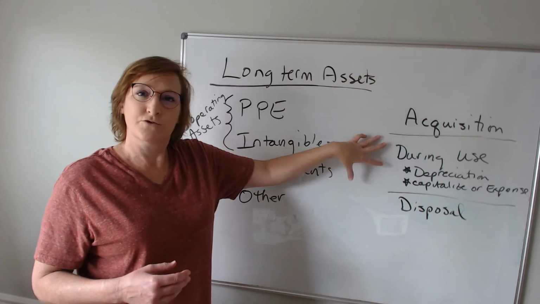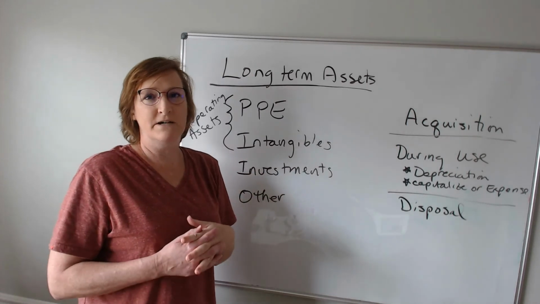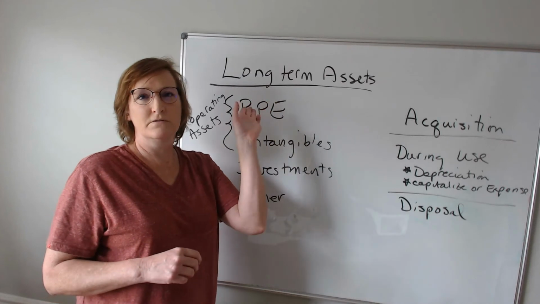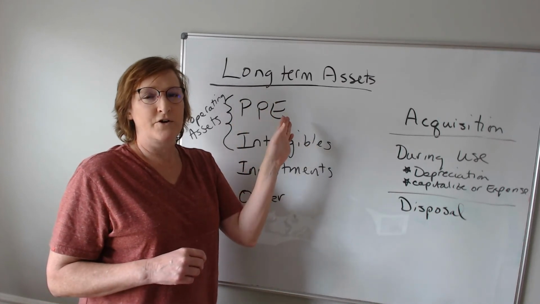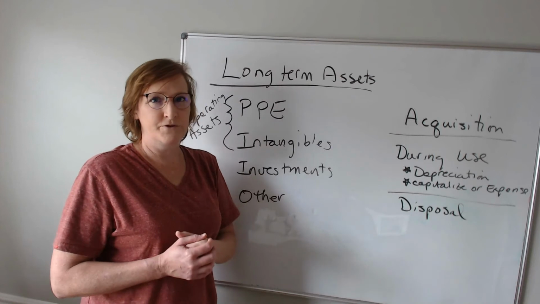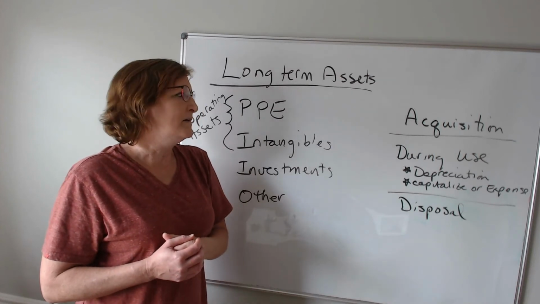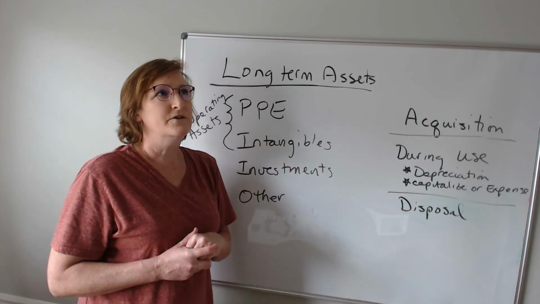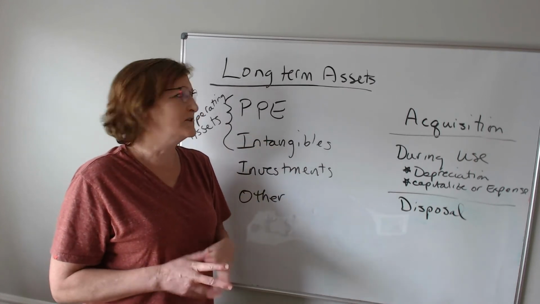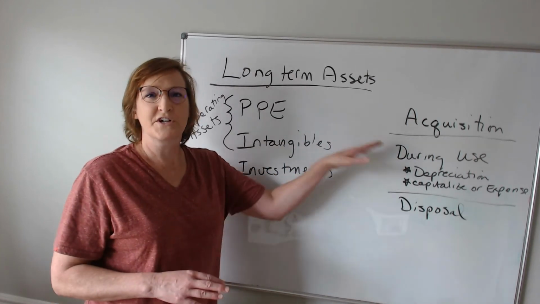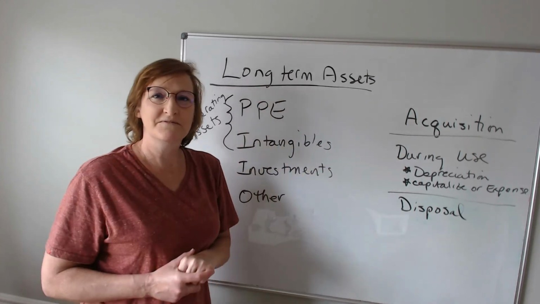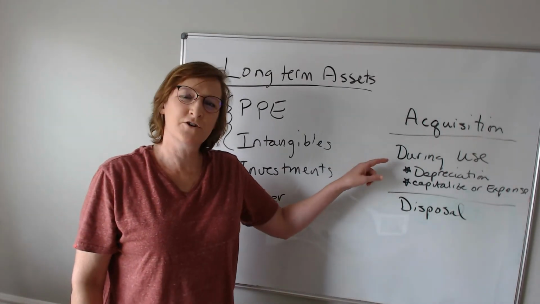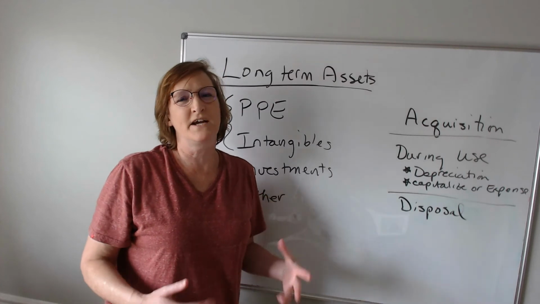Then during its use, there are 2 major items that come up, and one is the depreciation when it comes to the property, plant, and equipment. So we learn about 3 different methods of doing depreciation. There's also amortization of certain intangibles, and we use straight line for that. So once we learn our 3 methods of depreciation, you're covered for both sets of assets.